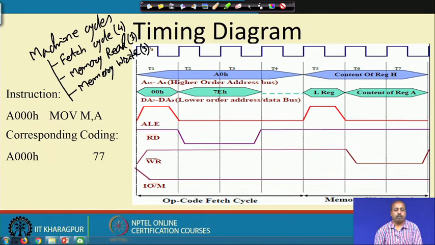So far we have been introduced to 3 different types of machine cycles. We will see some more as we proceed. These machine cycles are a combination of these basic clock cycles or T states, and that way they constitute different operations to be done by the processor.